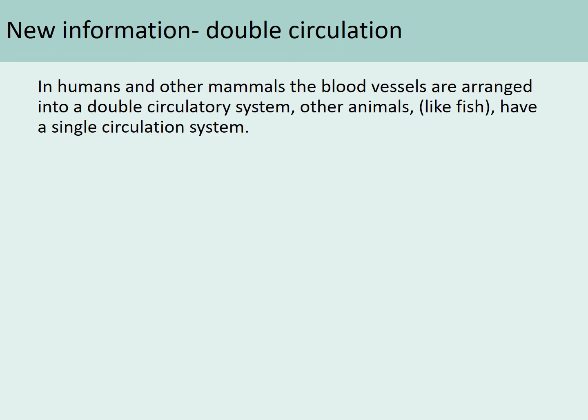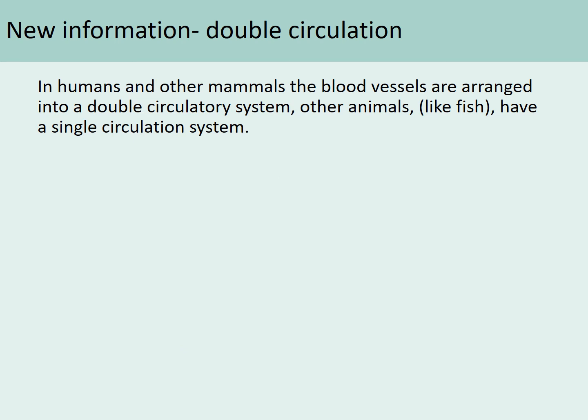Okay, so we're going to move on to how these come together to make our circulatory system. In humans and all of the mammals, we are a mammal, we have got a double circulatory system. So there's 2 parts. Double means 2. So there's 2 parts to it. Whereas animals such as fish have got a single circulatory system. We're going to have a look at what the difference is between those 2.